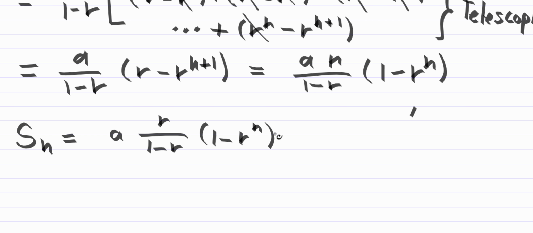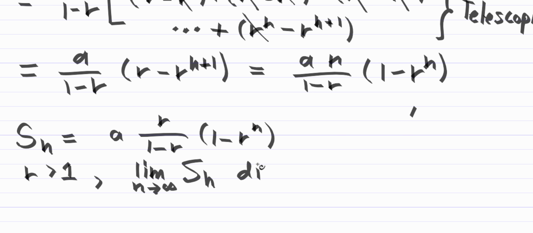Well, this looks awfully a lot like a geometric sequence, and we know the convergence behavior. In particular, if r is greater than 1, then what has to happen? Well, if r is greater than 1, this has to blow up. The r to the n term blows up, and ultimately I'm going to have 1 minus something really large, and this will diverge. In particular, this limit diverges.